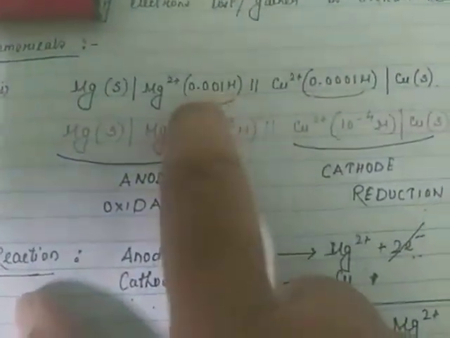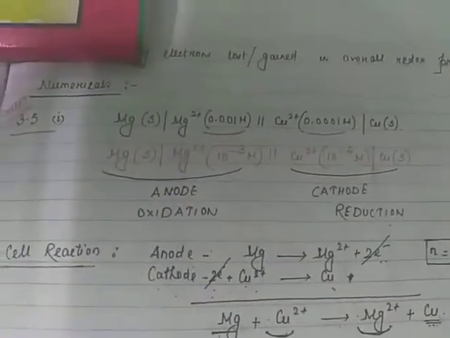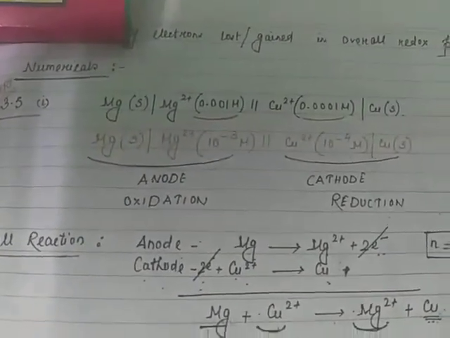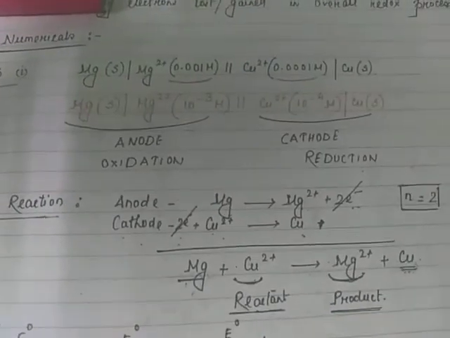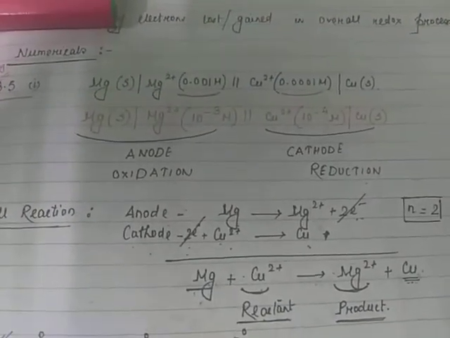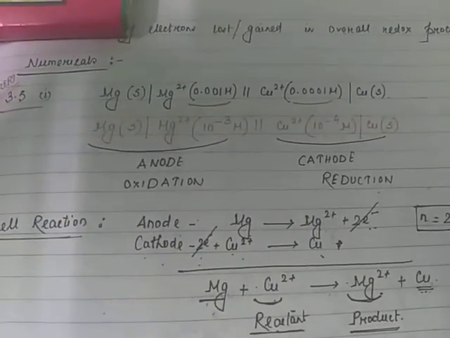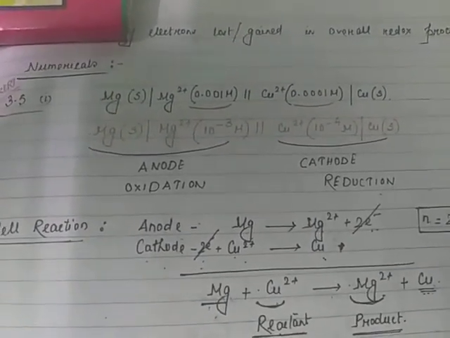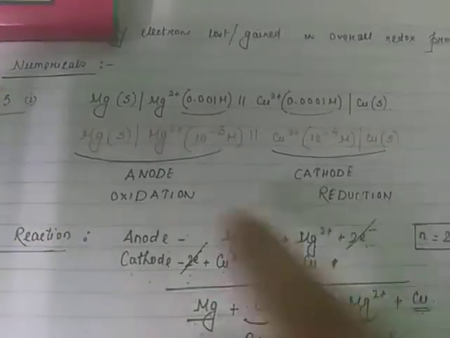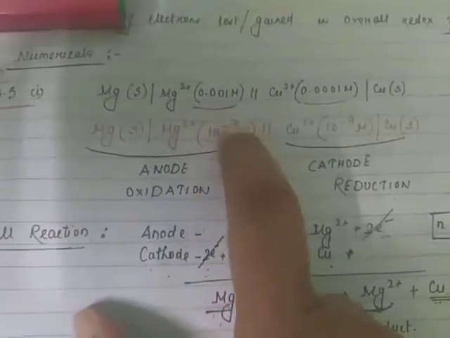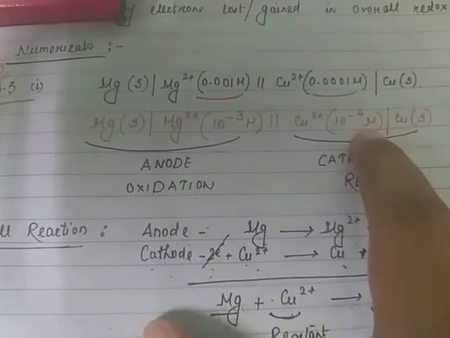It's my advice to write all concentrations in terms of powers of 10. Otherwise, during the exam, you may get confused in writing the number of zeros while copying from the question paper. So it's better to count and write it directly, as I have written 10 to the power minus 3 M, and this has 10 to the power minus 4 M.